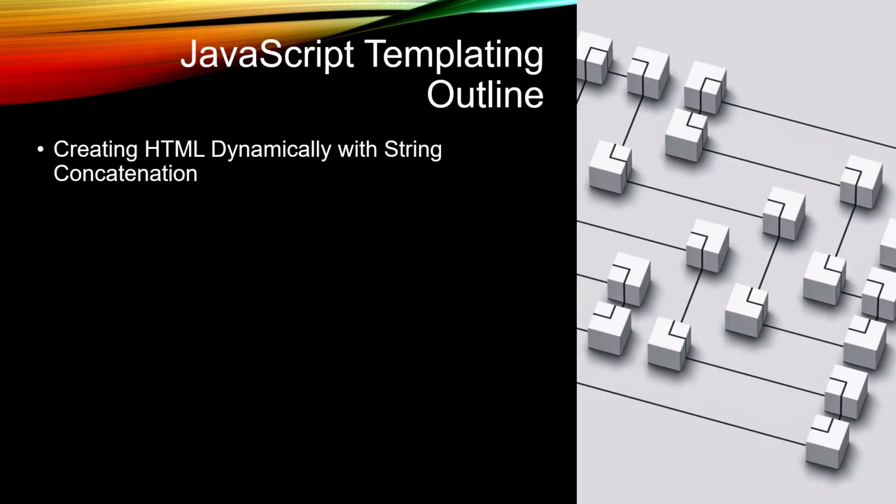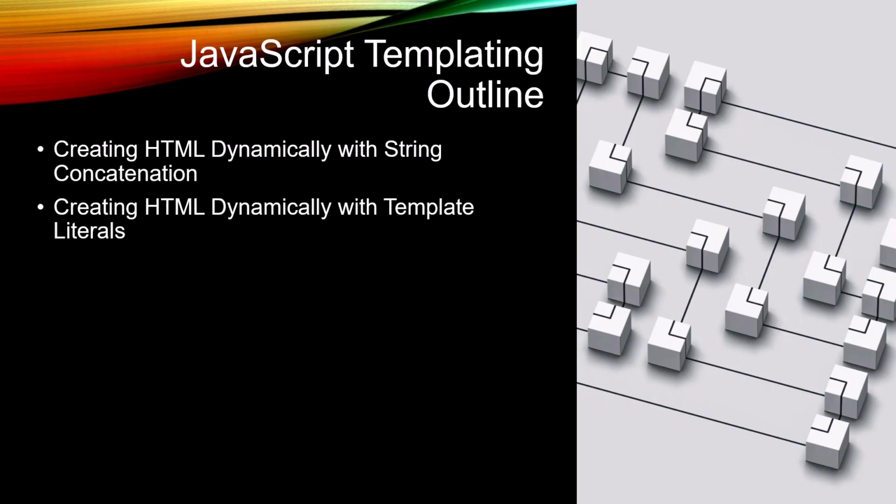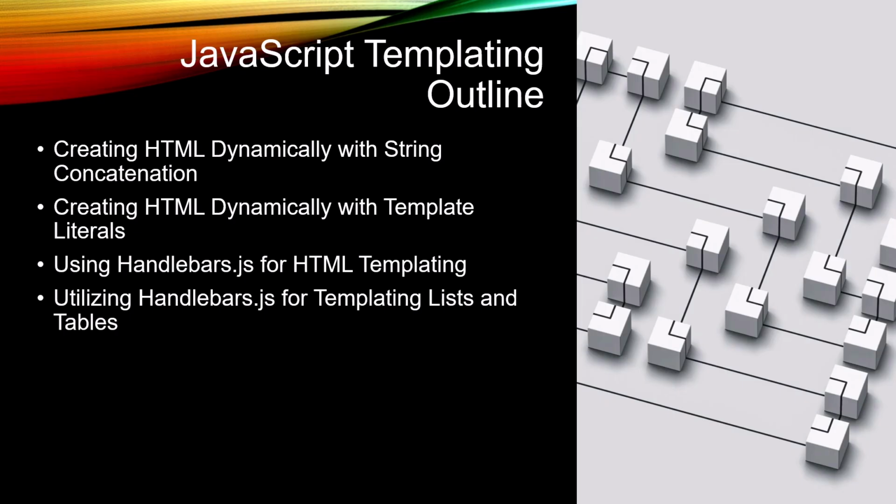In this module, we're going to be creating HTML dynamically with string concatenation, creating HTML dynamically with template literals, and then we're going to turn to Handlebars and learn how to use the Handlebars library for HTML templating and also use it for templating lists and tables.